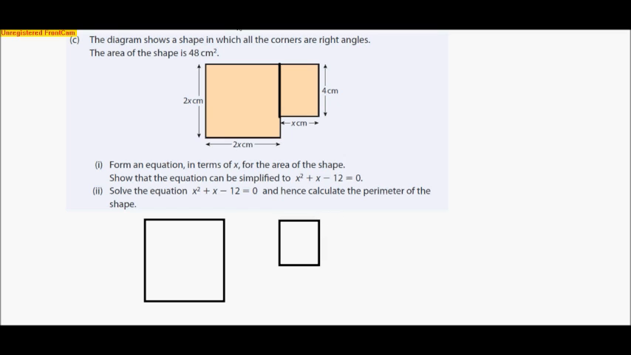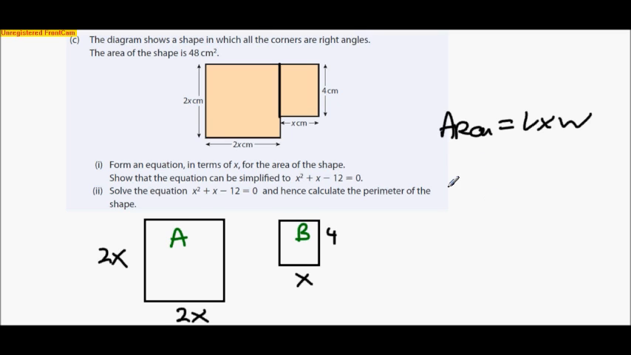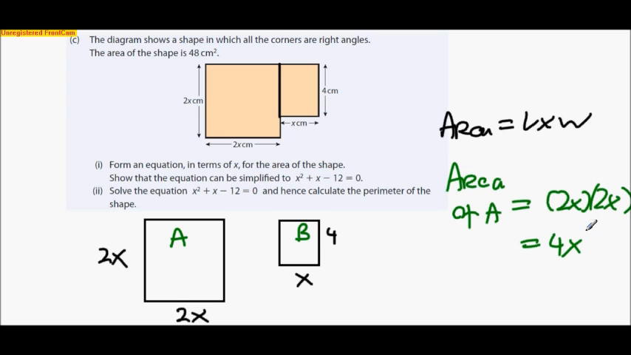Okay. Now the first rectangle is 2x by 2x. In fact, it's actually a square. The second one is 4 by x. Now remember, area equals length multiplied by width. So the area of rectangle A, or sorry, square A and rectangle B. So the area of A equals 2x by 2x. This gives us 4x squared.